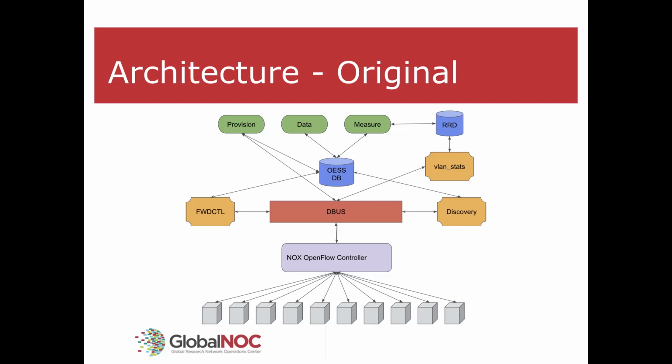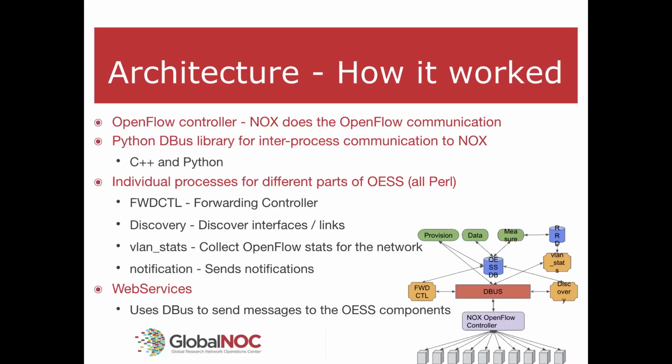FWD-CTL would then take that model, convert it into flow mod messages for each of the switches and send a message to dbus, which would send it to the NOX OpenFlow controller. And then the NOX OpenFlow controller would actually send those messages out over the wire to the individual switches on the network. So just really quick how it worked.